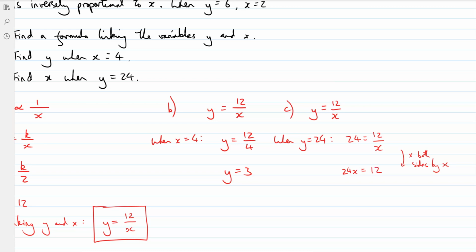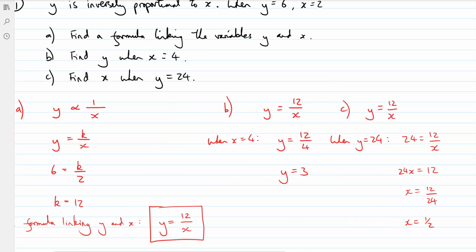So we just get 12. And then we can rearrange this, divide by 24, so 12 divided by 24, and then if we simplify that, we get x equals a half. So hopefully you can see it's very similar to your direct proportion.